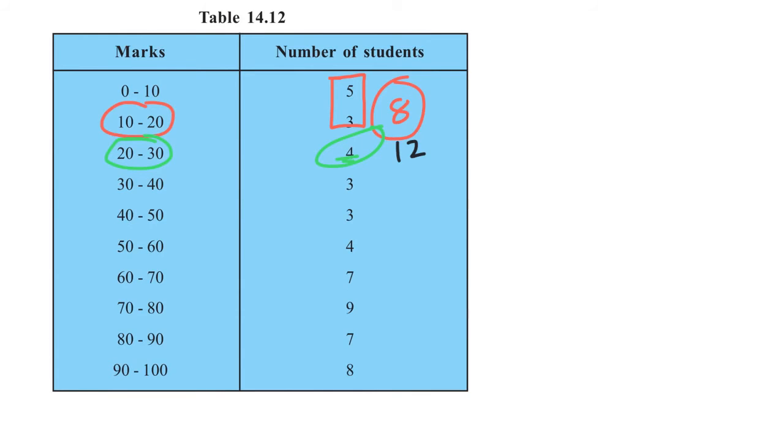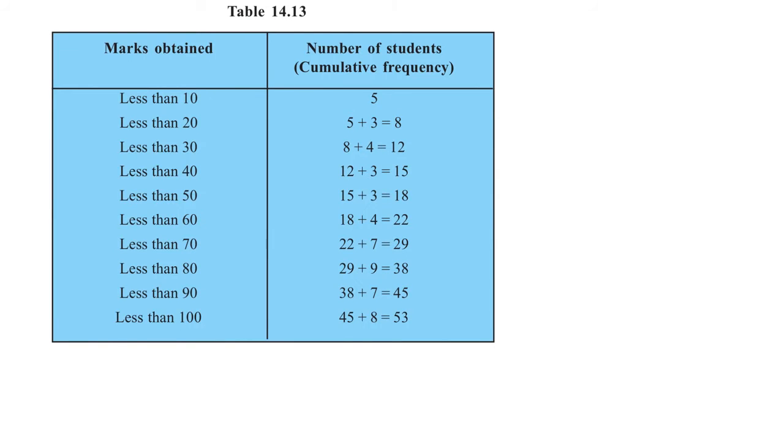So we can compute the cumulative frequencies of the other classes, that is the number of students with marks less than 30, less than 40, on and on till less than 100. We give them in the table 14.13. We will get a new table now. Let us see how that looks like. So now our table with the cumulative frequencies for marks less than 10, less than 20 will be 8, less than 30 will be 8 plus 4, less than 40 will be 12 plus 3, 15, and so on up to less than 100. So now we have the new cumulative frequency column over here.